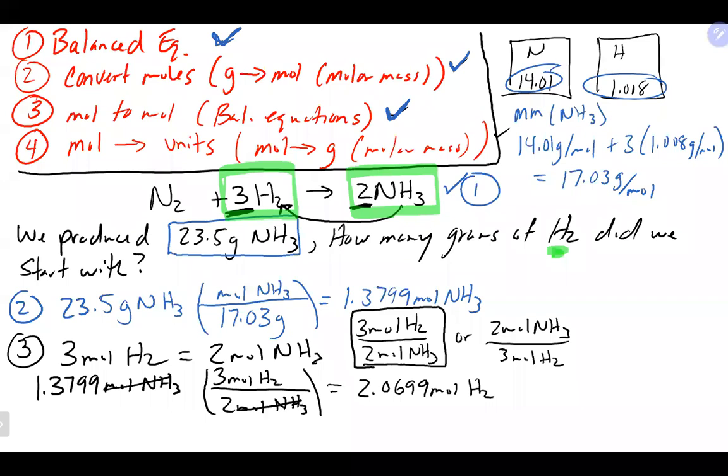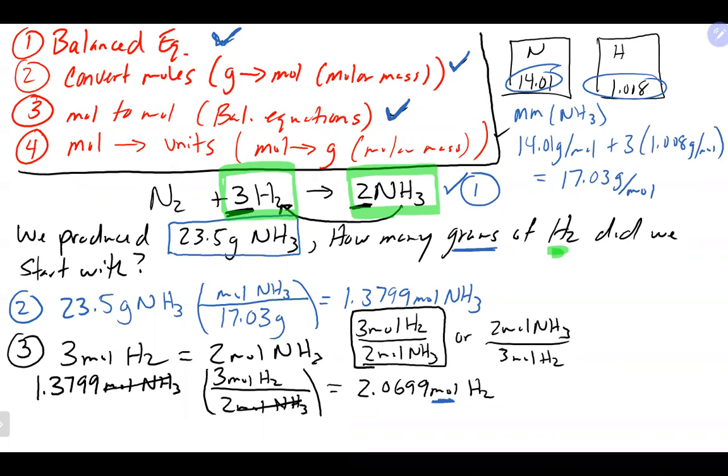Do I need to do step number 4 here? The answer is I do, because I want grams, right? Right now I'm in moles. So here we need to do step number 4, which means I need the molar mass of my H2. It is important to remember that you just did the stoichiometry steps, so you are no longer with NH3, you are now at H2. So once again, you need to go back to the periodic table and get the molar mass of H2.